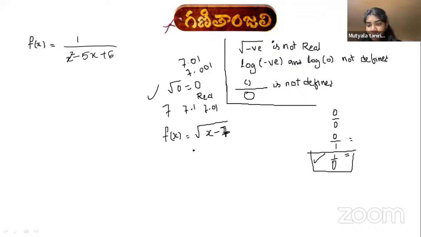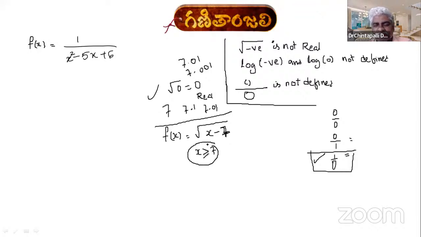So when we talk about the list of values that this function accepts, we can't write all the values of x that are accepted in this function. That's why we simply write x greater than or equal to 7. Because we can't list all the values of x that are accepted in this function.